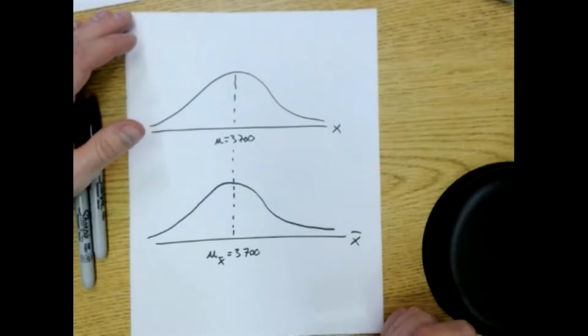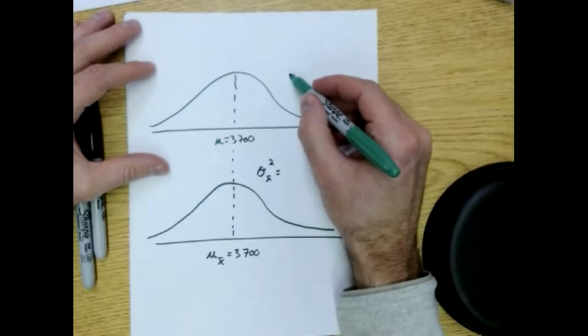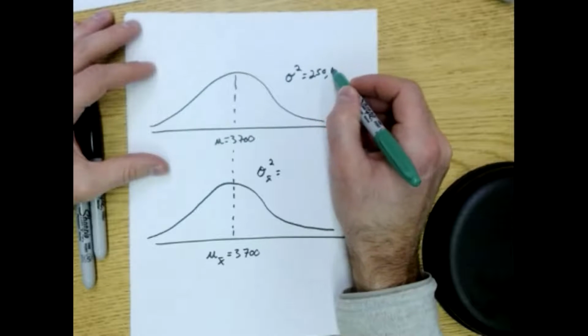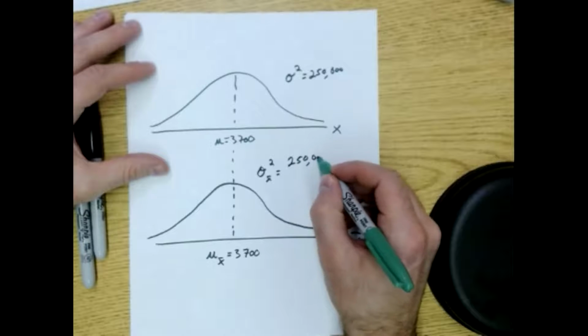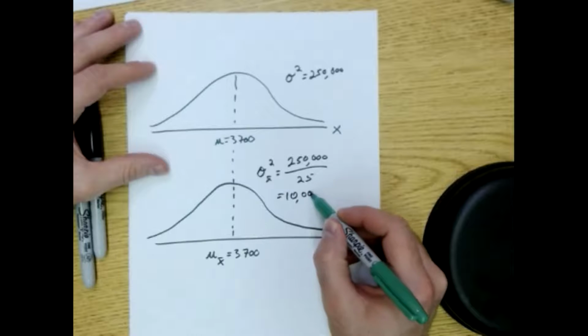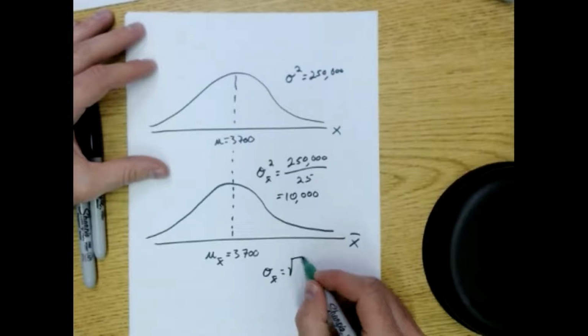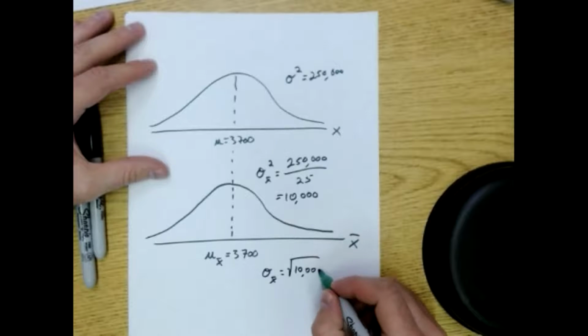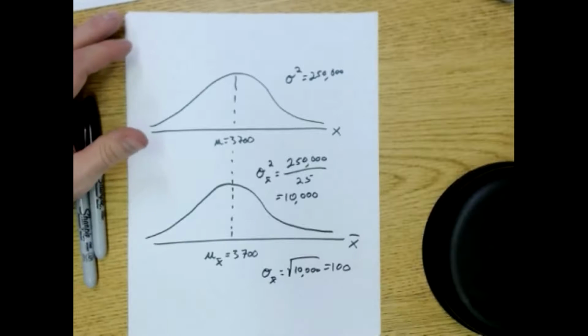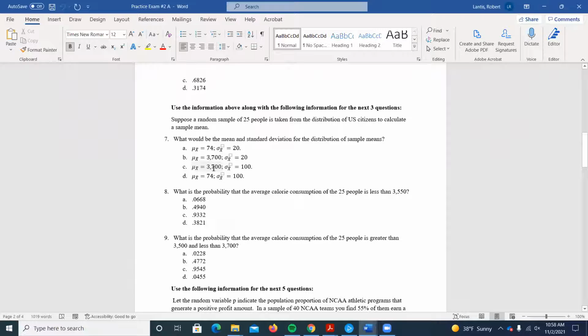So here I've got it centered around 3,700. I also know that the variance of my sample means is the variance of the original variable I was sampling from, so 250,000, divided by my sample size of 25. So we get a variance of 10,000. I believe the problem asked for the standard deviation. So we have one more step, which is just take the square root. So I get that standard deviation of 100. So looking back here, the mean is 3,700, and the standard deviation should be 100.